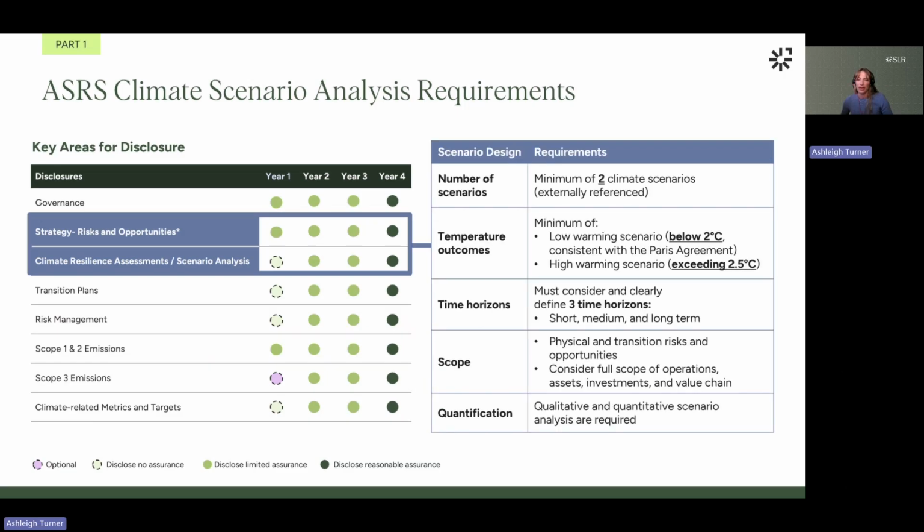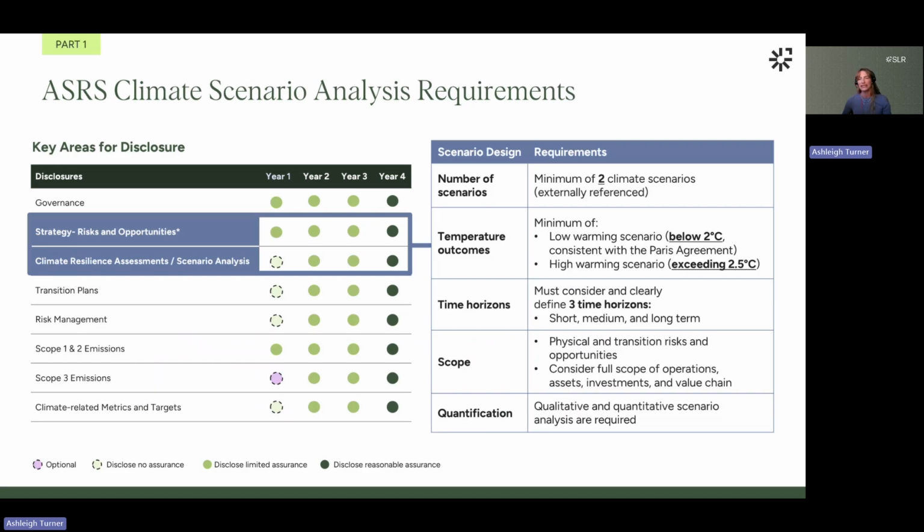And on the right, we have the scenario design requirements. Under ASRS, you need to look at least 2 externally referenced climate scenarios: 1 low warming, which is below 2 degrees, and 1 high warming, which is considered to be above 2.5 degrees. You need to assess these across 3 time horizons: short-term, medium-term, and long-term. But I'll note that the definitions aren't set by the standard, and you need to make them specific to your business context.